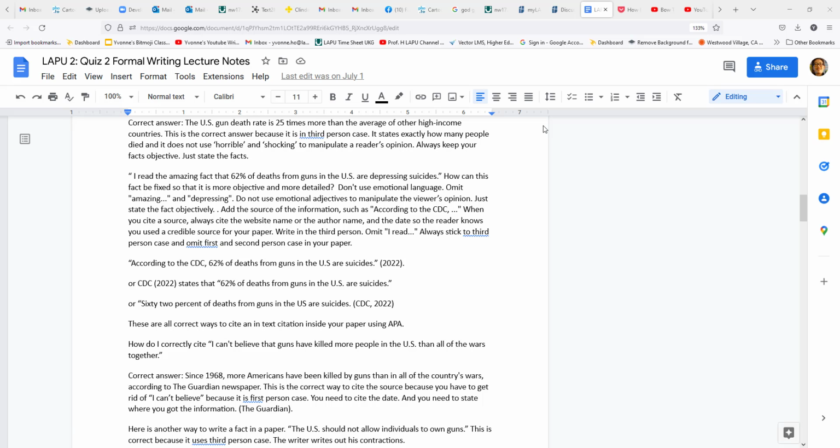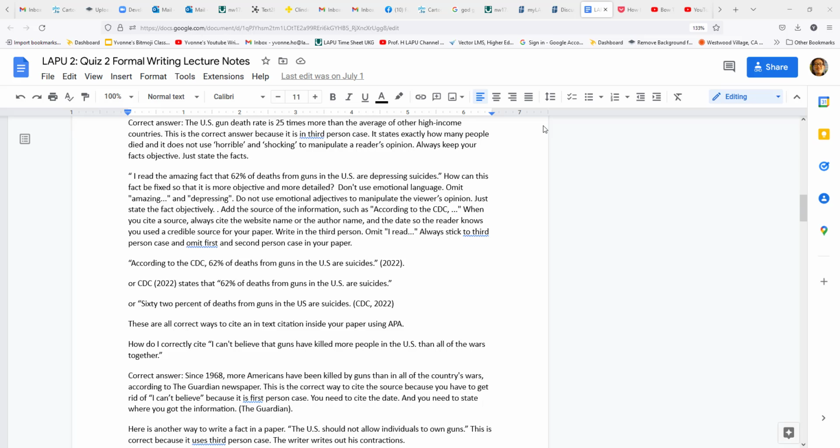Here the correct way of saying it is: according to the CDC, 62% of deaths from guns in the U.S. are suicides. You don't say "depressing suicides," "amazing fact," "I read," and so on and so forth. Or you can say, "CDC 2022 states that 62% of deaths from guns in the U.S. are suicides." Or, "62% of deaths from guns in the U.S. are suicides." These are all correct ways to cite an in-text citation inside your paper using APA.